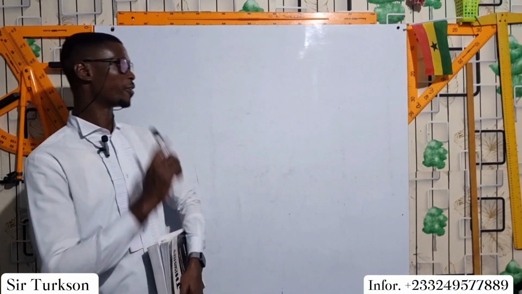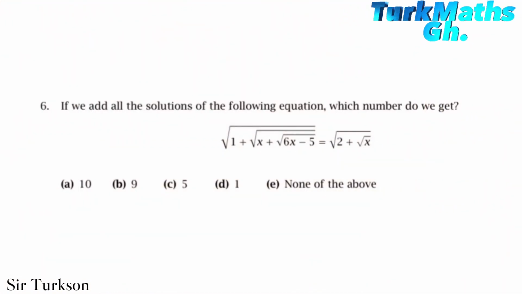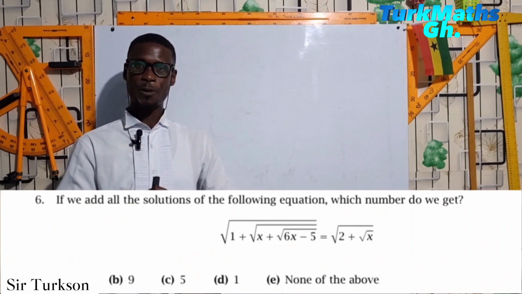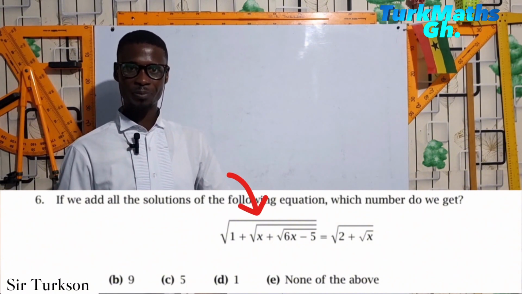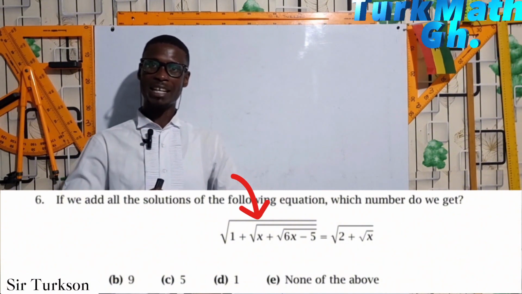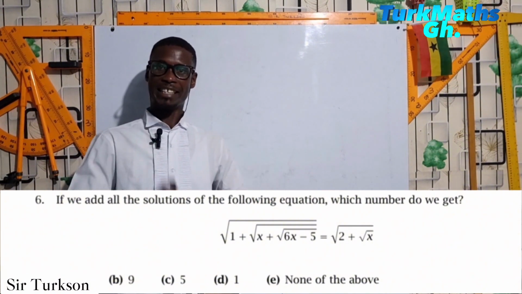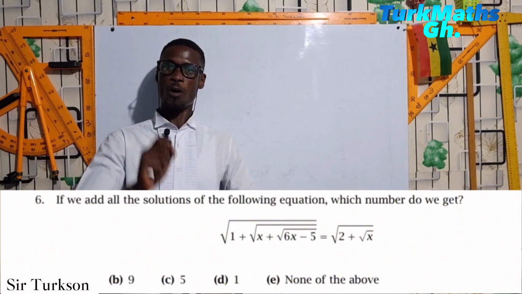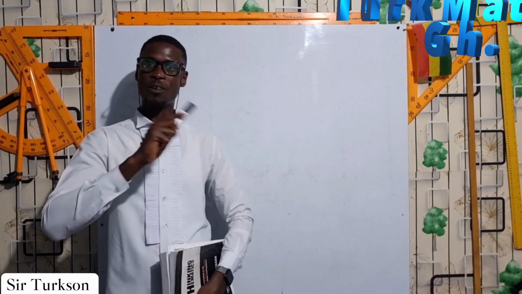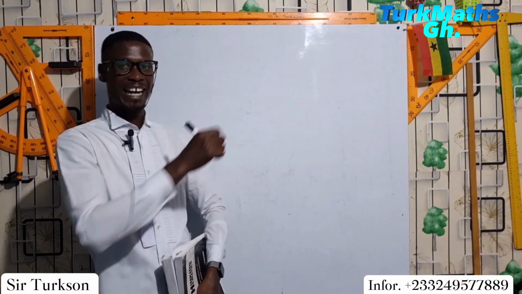I know you have come across this question. If we add the solution of the equation below, which number do we get? 10, 9, 5, or 1? So which of these numbers will satisfy the equation that you have given us?